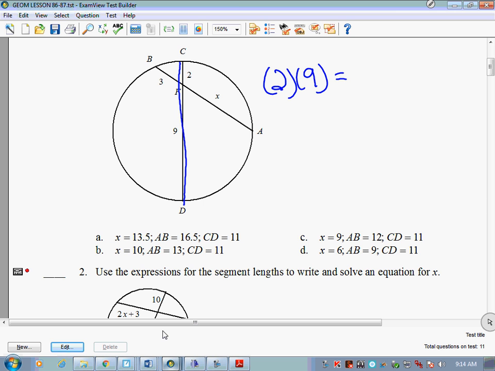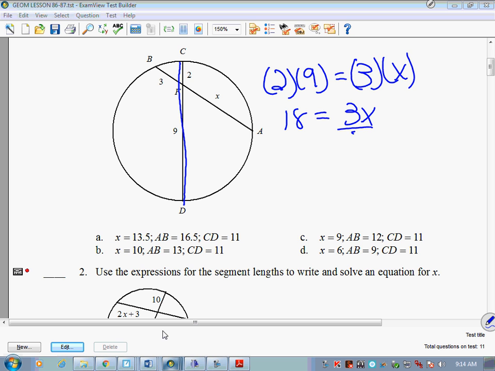All right, 2 times 9 equals what? 3 times x. All right. Now let's simplify, but let's leave it over here. Okay, 2 times 9 is 18. 18 equals what? 3x. I want to solve for x. What am I going to do? Divide by 3. What does x equal? 6. Okay? X equals 6.